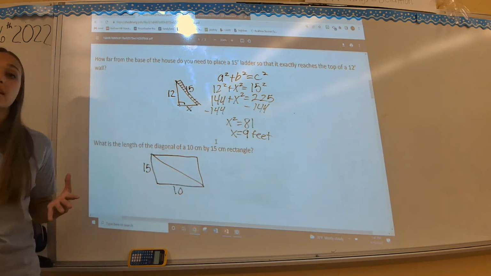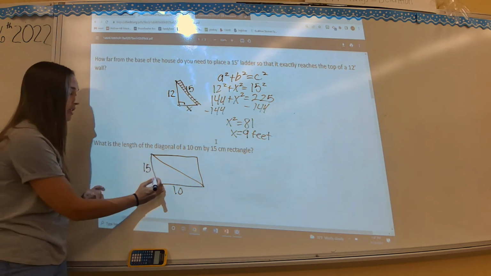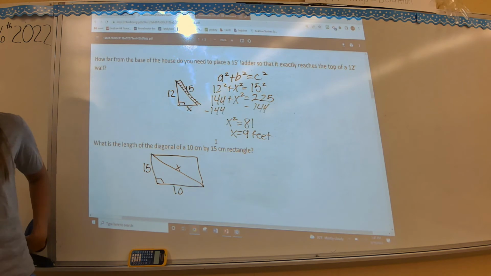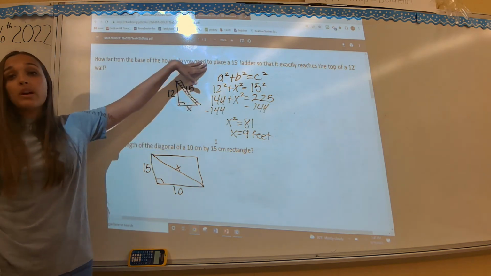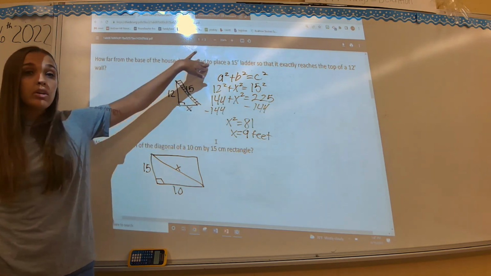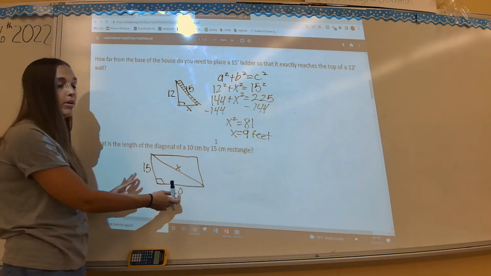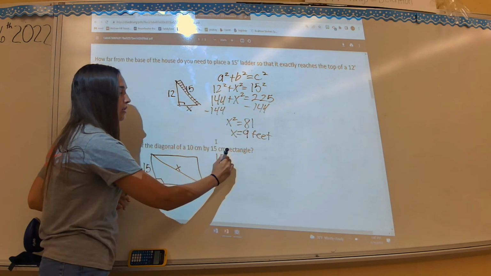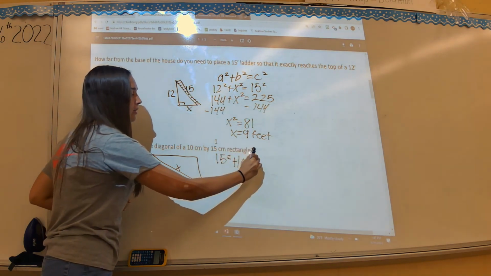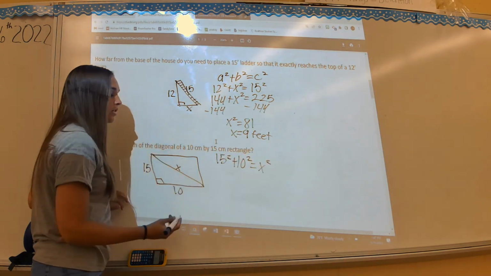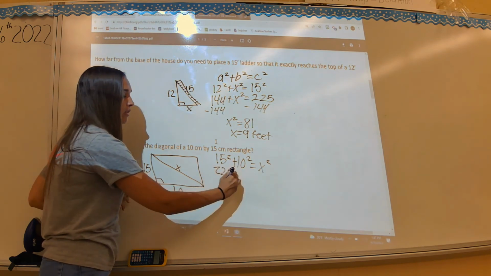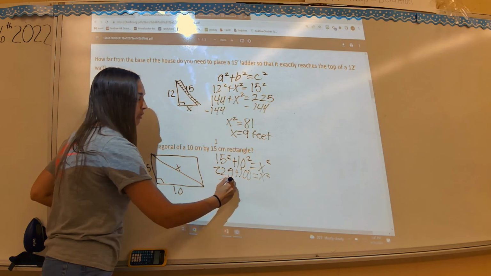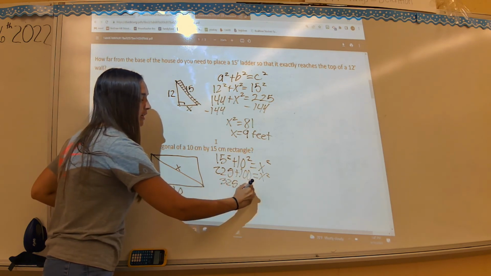We know in a rectangle that the angles are 90 degrees. So what we're trying to find becomes the hypotenuse. Like we saw up here, we have a squared plus b squared equals c squared. So I'm going to put my parts where they belong and see what happens. So I have 15 squared plus 10 squared has to equal x squared. So we get 225 plus 100 equals x squared. So 325 equals x squared.